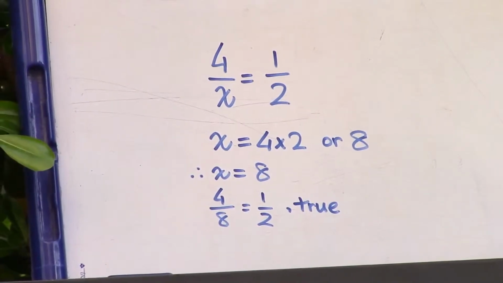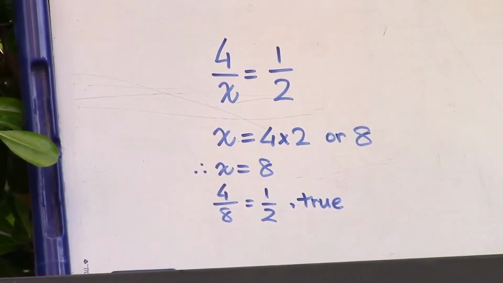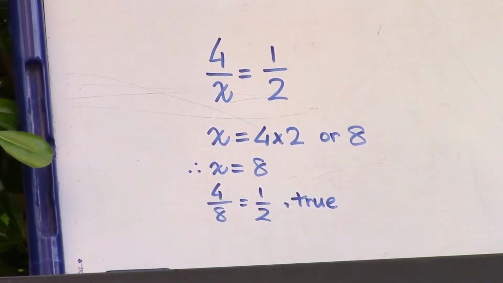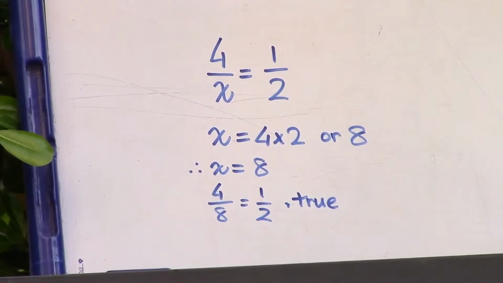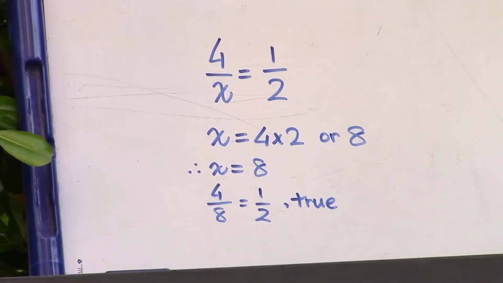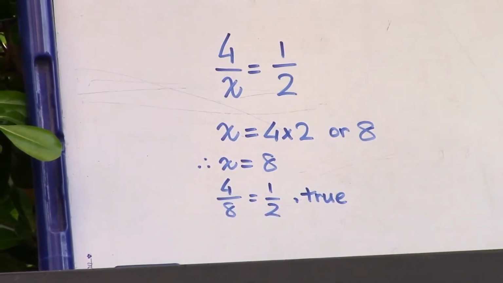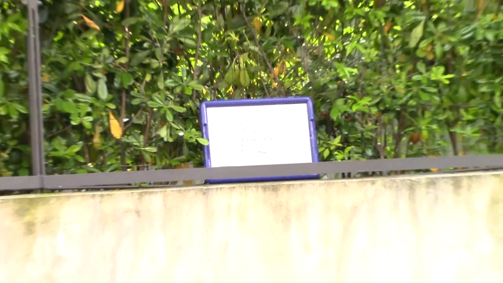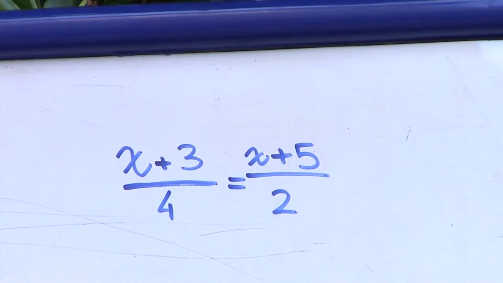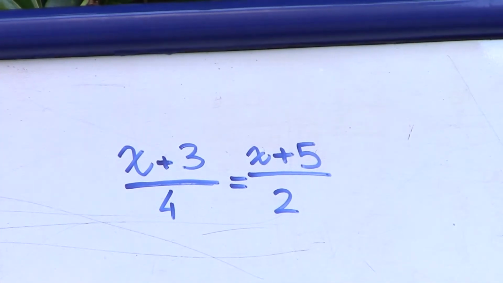And again, let's verify our solution. We just have to plug in 8 at the place of x, and 4/8 is actually equal to 1/2. So x equals 8 is our solution. Your next equation will be (x plus 3) out of 4 equals (x plus 5) out of 2.